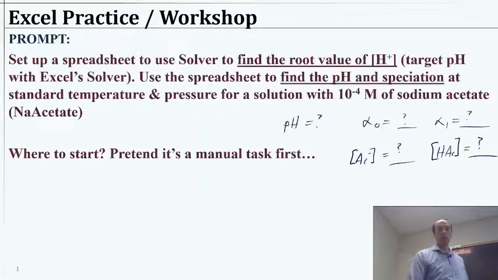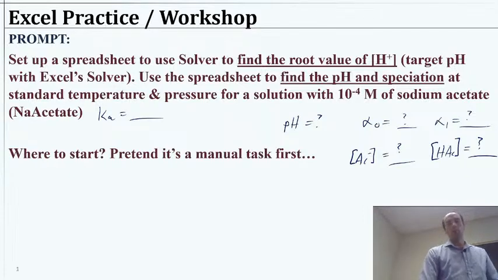And by the way, I'll come back to this and capture this as a screen grab to put in our Excel document so we have the prompt to look at. I don't think I finished reading the prompt here. We're going to use the spreadsheet to find the pH and speciation at standard temperature and pressure for a solution with 10 to the minus 4 moles per liter of sodium acetate. Okay, so that'll be the target. I realize I need to also give us the pKa for that, or the Ka value. I'll look that up in a bit.